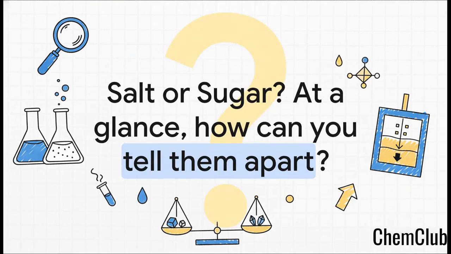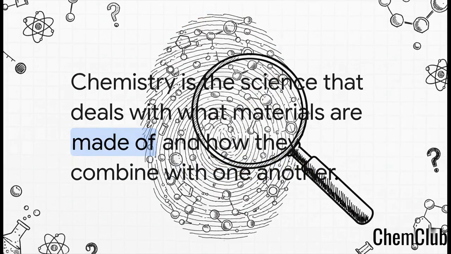All right, so look at this. We've got two piles of white crystals that look pretty much identical. One's salt, one's sugar. Now, without tasting them, and you definitely don't want to do that, that's rule number one in any lab, right? How could you possibly know which is which? This is exactly the kind of mystery a chemical detective has to solve. And that is what chemistry is really all about.